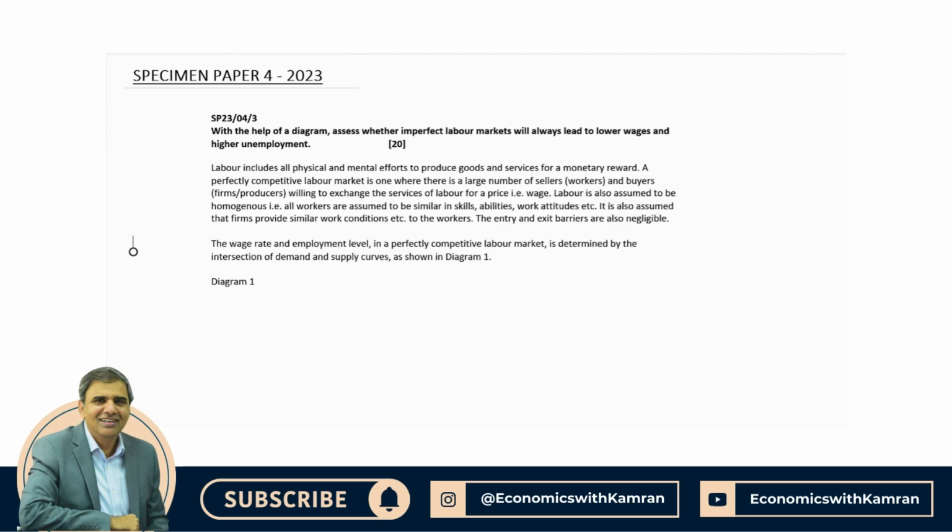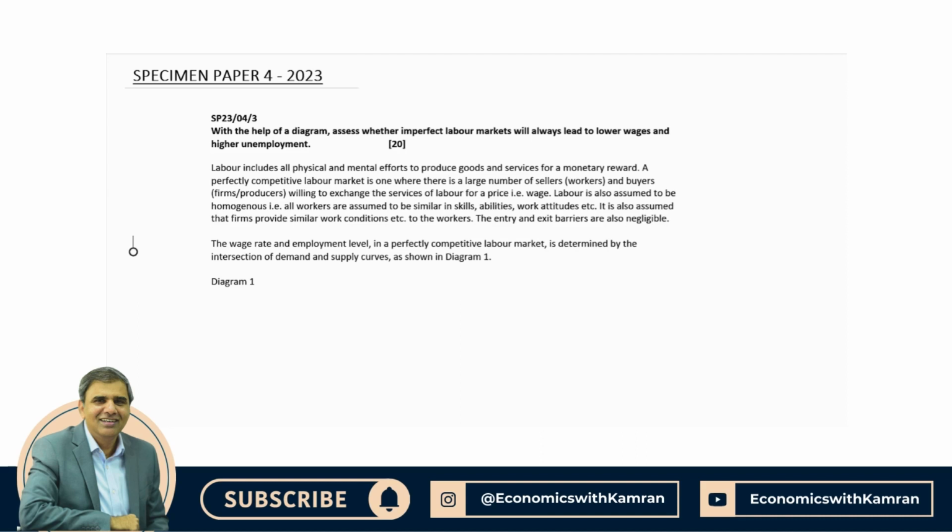As we all are aware, the A-level economics syllabus was revised, updated, and the new syllabus is in operation since March 2023 exams, and this was a specimen paper. It's question 3 of that specimen paper, and the question reads: with the help of a diagram, assess whether imperfect labor market will always lead to lower wages and higher unemployment. At least one diagram that is accurate and relevant must be drawn to be able to score beyond level 2.